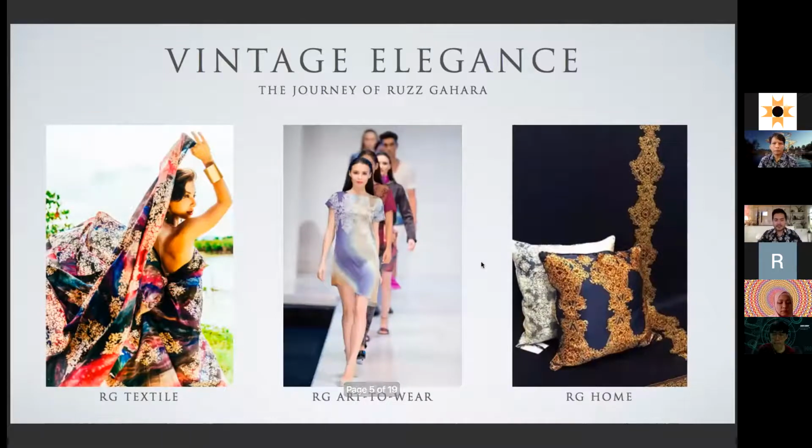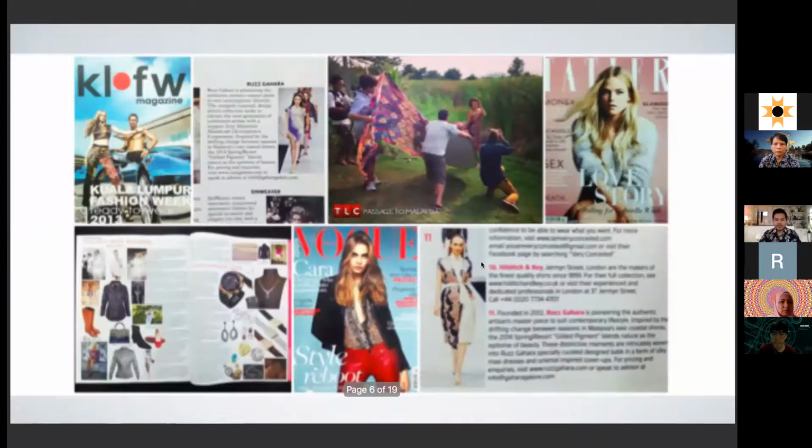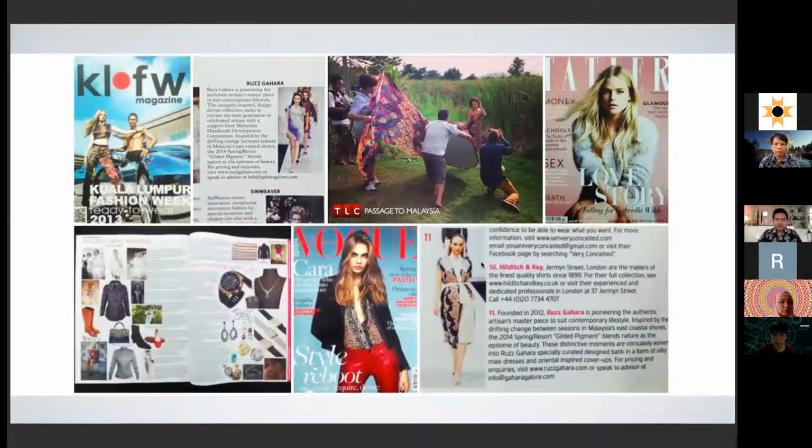And then, we brought it into 3 different segments. One is textile, or we call it yardage, art to wear. Don't call it ready to wear, because it's actually an art piece that we brought into wearable items. And the other one is the Ruzz Gahara home. And then a few success stories of us being in the magazines and TV channels. And recently we were in a few local mainstream magazines and TV stations as well.